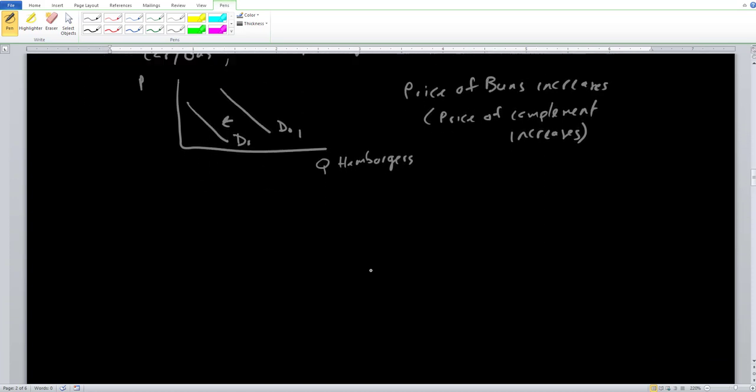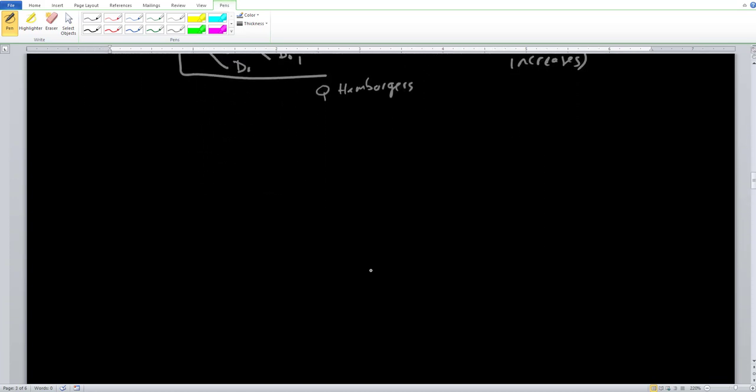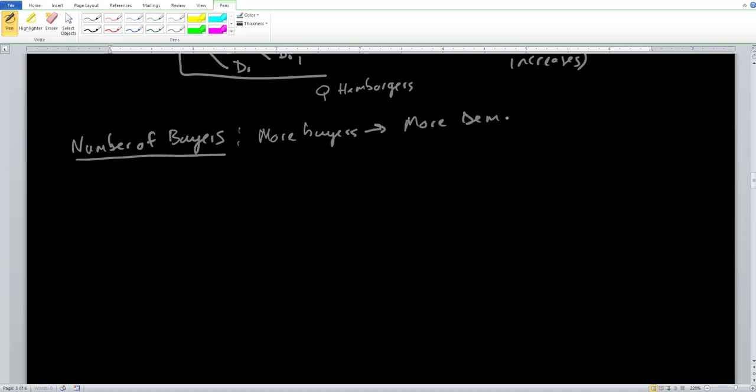Next, we can take a look at the number of buyers, and this one's the most trivial out of all of them, so I'm not even going to draw a graph for it. In terms of the number of buyers, if we have an increase in the number of buyers or an increase in population, what do you think is going to happen to demand? Obviously, if we have more buyers, more people, more population, there's going to be more demand. So demand increases, and it shifts our demand curve over to the right. Nothing very in-depth about that. We have more people, there has to be more demand.